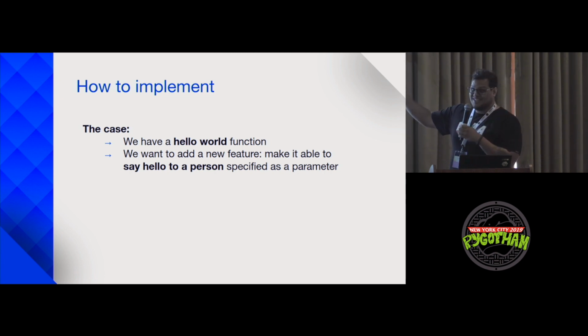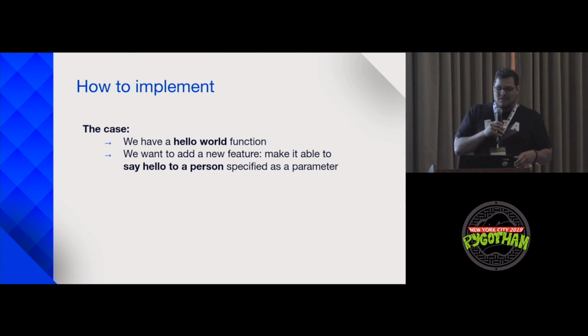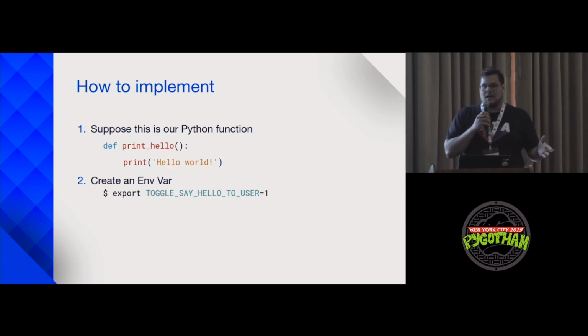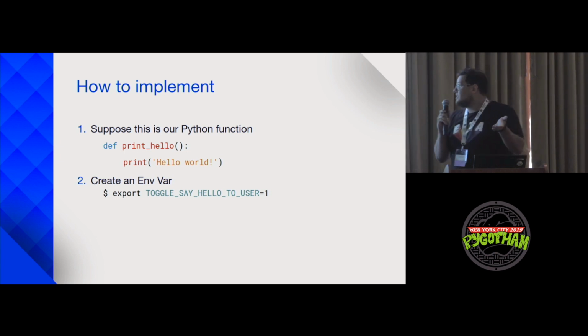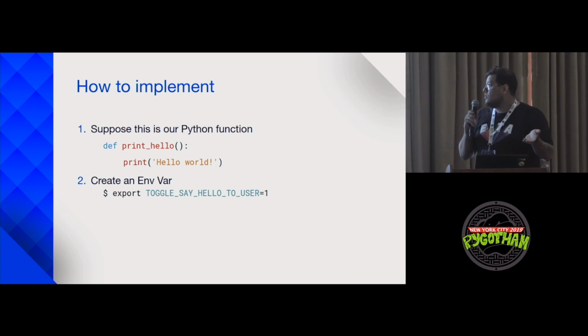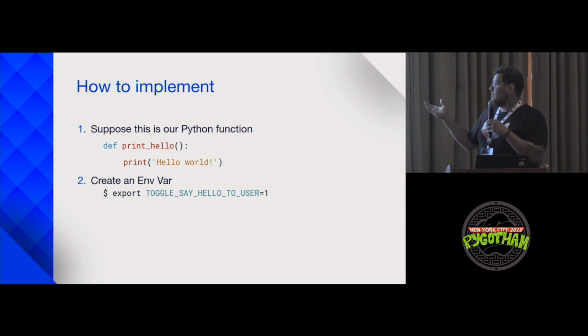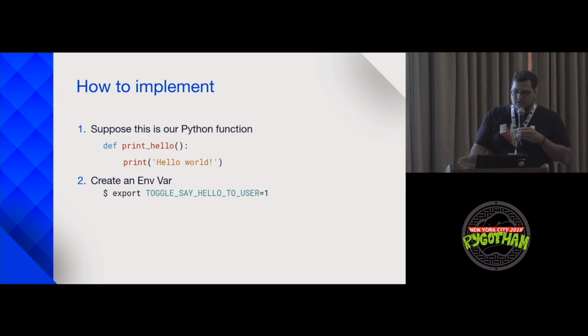We have a hello world function, and we want to add this very complex feature, which is to say hello to a specific person. We are passing a name as a parameter. The first step is just this function. We have this print hello function, which prints hello world. And the second step is creating an environment variable that will store if our new feature is on or off. I'll name it toggle say hello to user and set the value to 1 just to make sure it's activated at first.